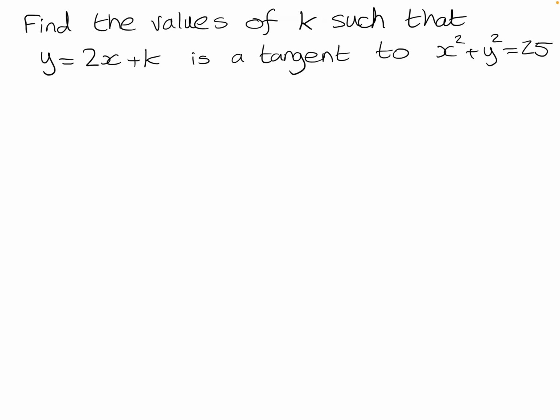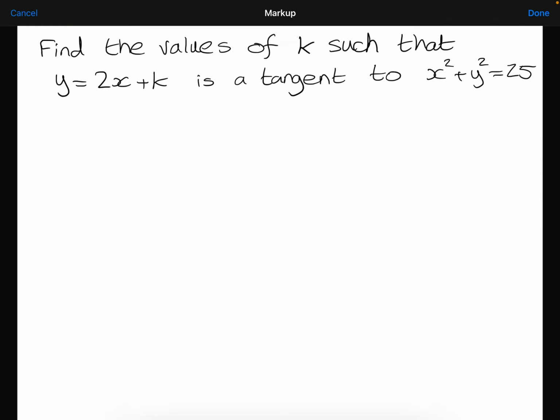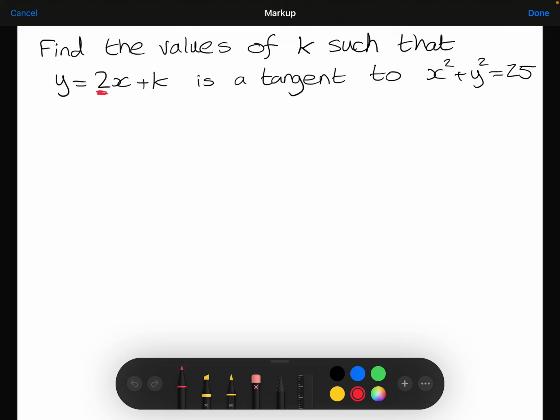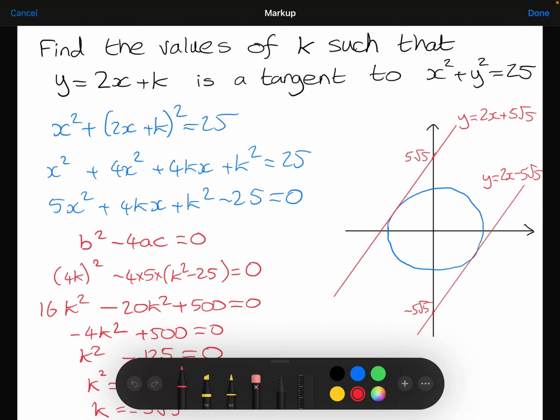Third example for the video says we need to find the values of k such that the straight line y equals 2x plus k is a tangent to the circle x squared plus y squared is equal to 25. So we know the gradient of this line is 2, but we don't know what its y-intercept is. We need to work out what the y-intercept is going to be if it's a tangent. Here is all of my working out that I'm going to talk you through.